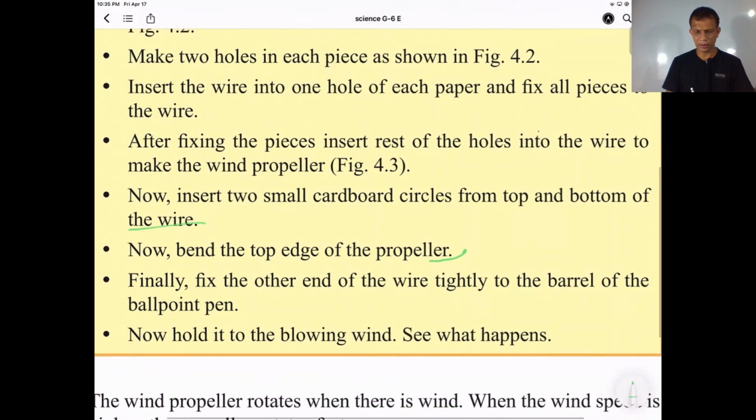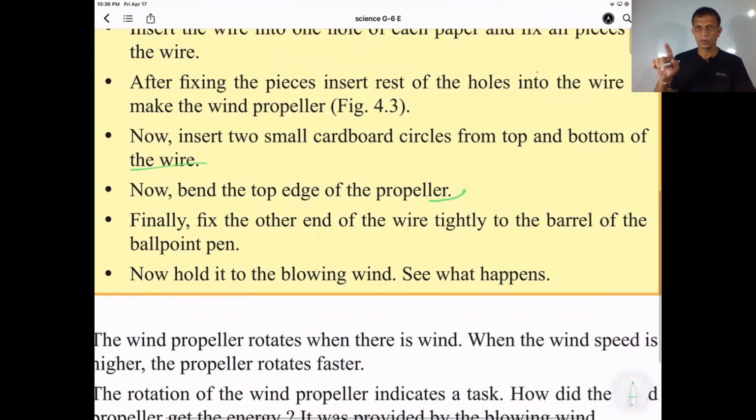Finally, fix the other end of the wire tightly to the barrel of the ballpoint pen. So now hold it to the blowing wind. See what happens. The wind propeller starts to rotate. The energy for the wind propeller to rotate is given by the wind.